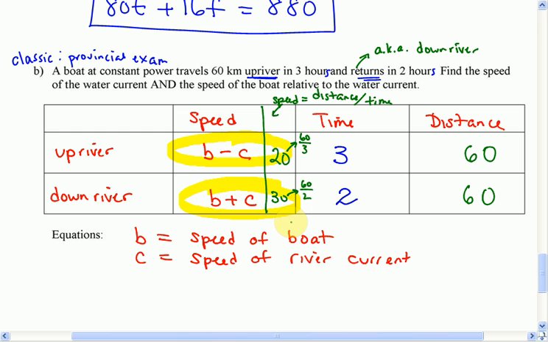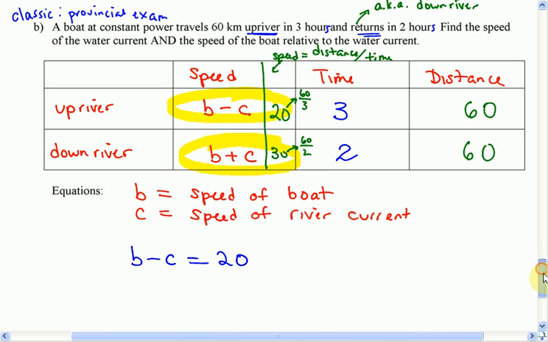Now here's what you have. You've got two things that equal speed. B minus C is the speed going upriver, and that is 20. So what's your equation? B minus C equals 20. And what else do you have? B plus C equals 30.